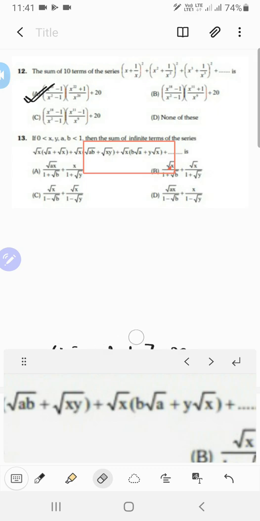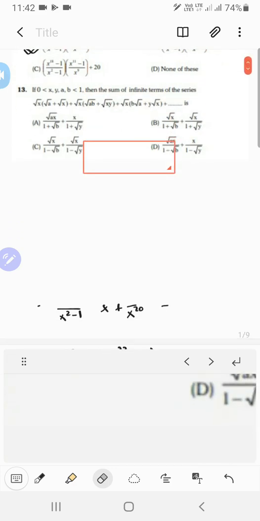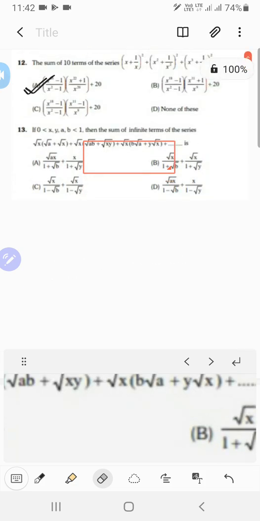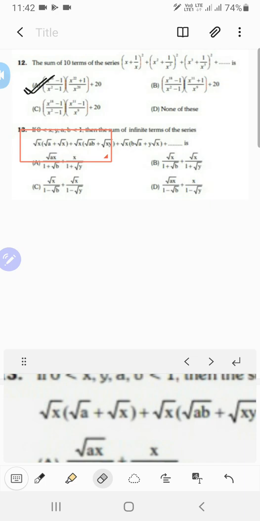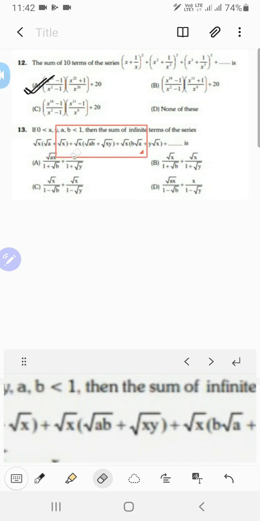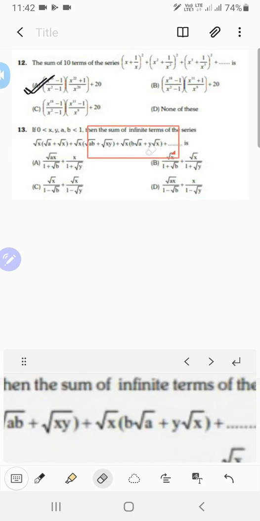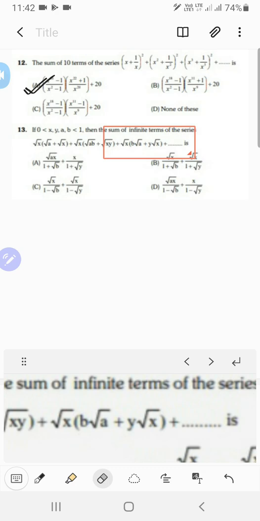Okay. So the next question is that if both x and y are positive and a and b are numbers less than 1, then the sum of the infinite terms of this series: root x and then root of a, plus root x times root a times b, plus root x times y, and then root a times b squared, plus root of x times y squared, and so on.